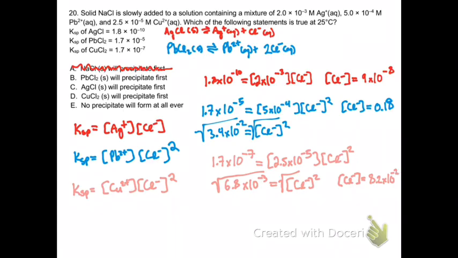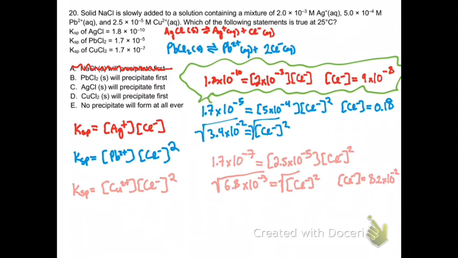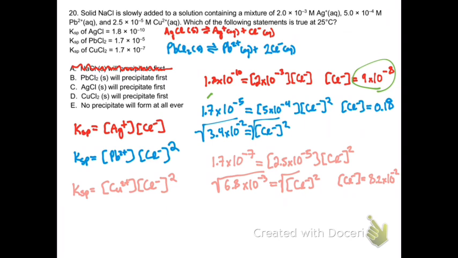So which one takes the least amount of chloride to reach saturation? Which one is going to form a precipitate first? Well, that's going to be this one right here. Because look, it only takes 9 times 10 to the negative 8th molar. That's such a small concentration. It's a lot smaller than the amount of chloride it would take to make the lead chloride precipitate out and the copper chloride precipitate out. So our answer is going to be that AgCl will precipitate out first.